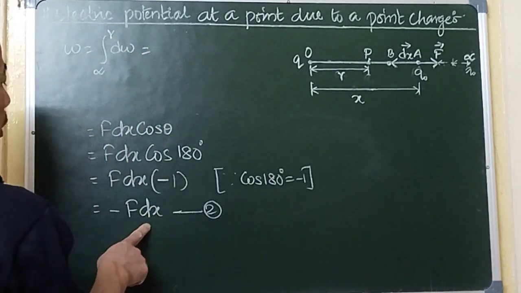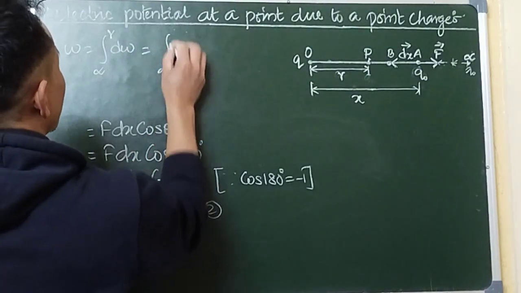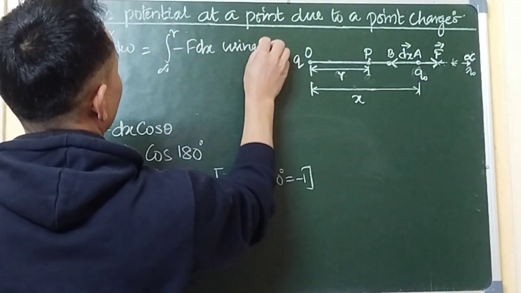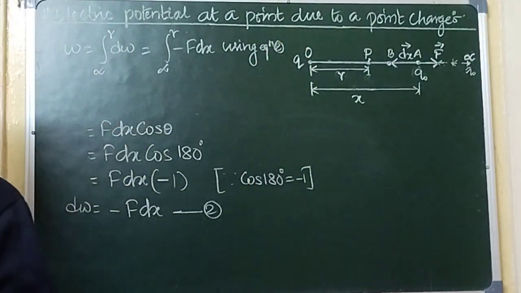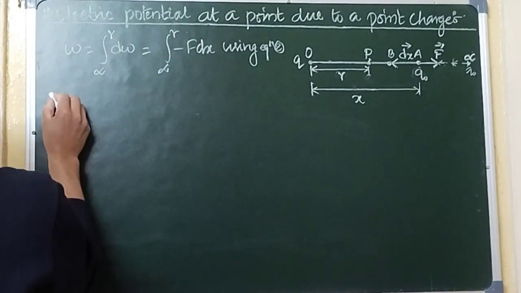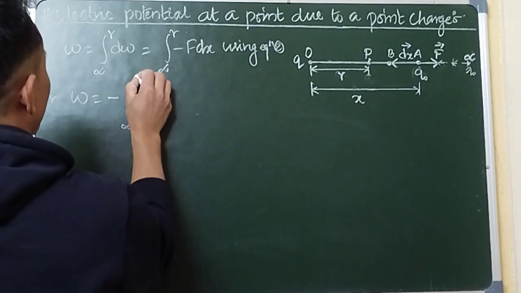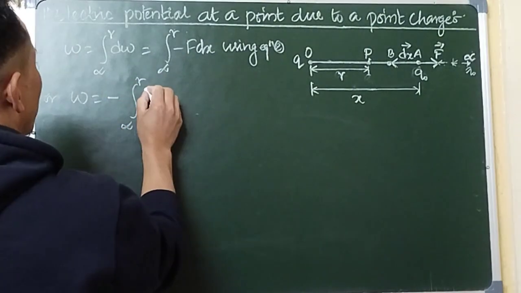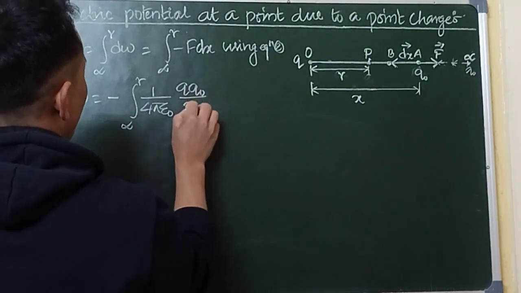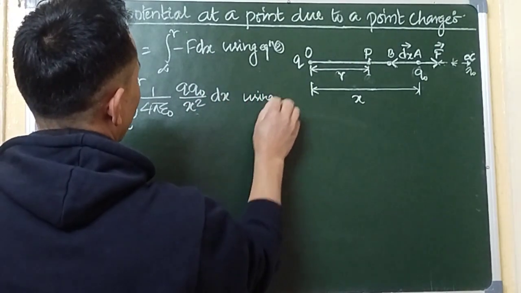Now from equation 2, we have the value of dW. This is dW is equal to minus F dx. So here we can write integral from infinity up to r of minus F dx, using equation number 2. Before we do the integration, let's put the value of F also from equation number 1. So W becomes, this minus can be taken outside, integral from infinity to r. From equation number 1, the value of F is 1 by 4 pi epsilon naught Q Q0 divided by x square, and we have this dx here. So here we have used equation number 1.